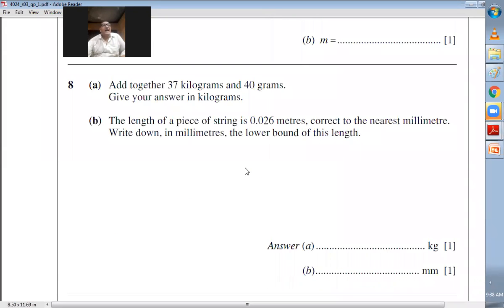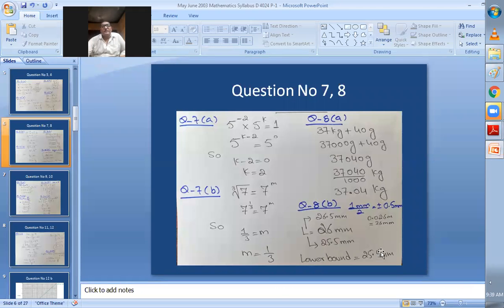And he says, add together 37 kilograms and 40 grams. Give your answer in kilograms. You see, if you want to add them, their units must be same. You cannot add 37 kilograms into 40 grams. First of all, their units must be same. And then the final answer we want is in the kilogram. Okay, so let me show you my work.